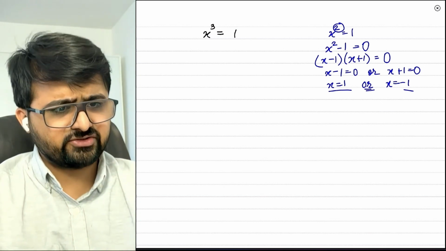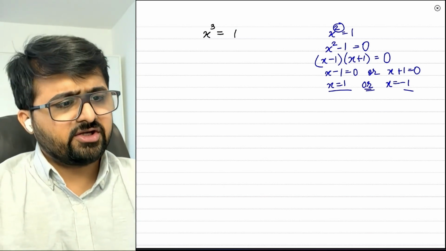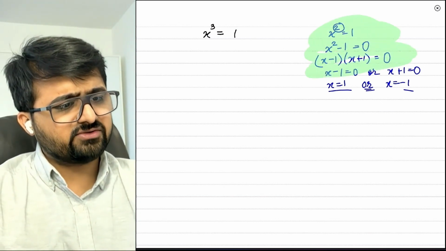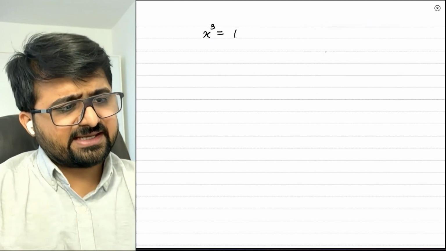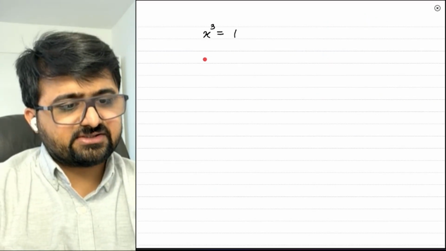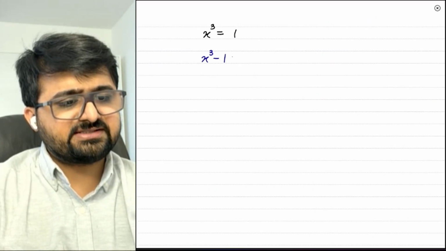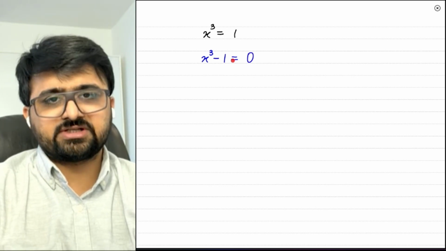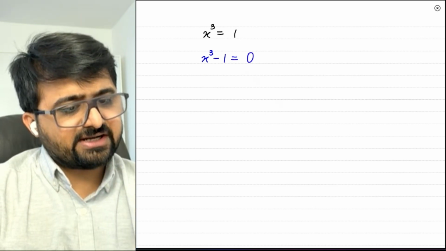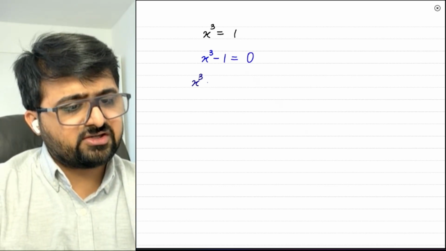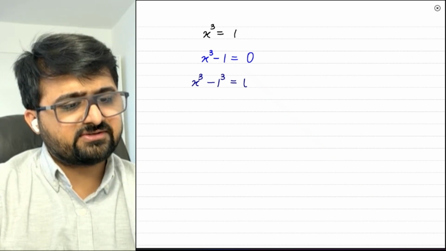What are those three solutions? Let us try to focus on that. Let me just erase this out. So in this case, let's take this 1 on the other side. So we have x cube minus 1 is 0. Basically, subtract 1 on both sides. Then you can write it as x cube minus 1 cube is equal to 0, because 1 is 1 cube.